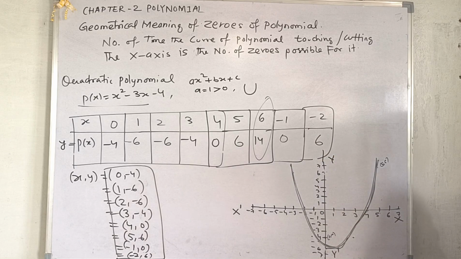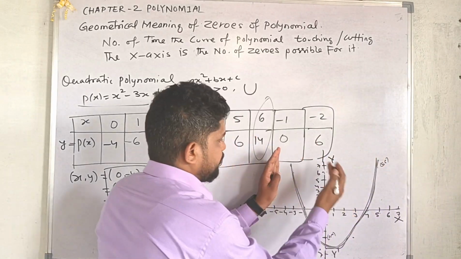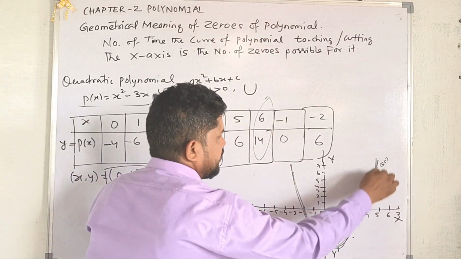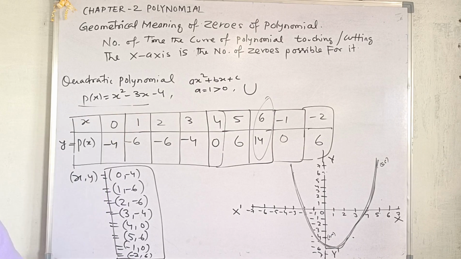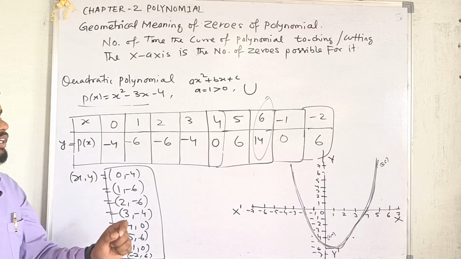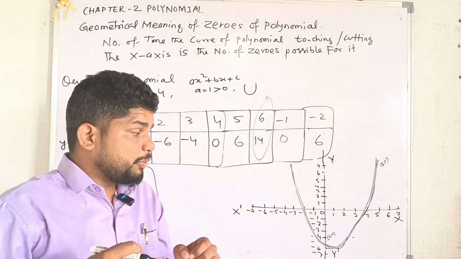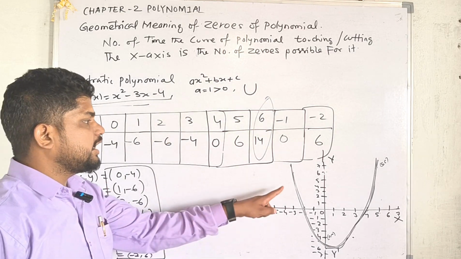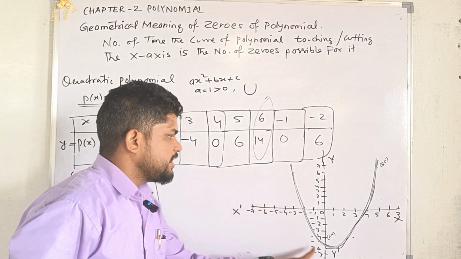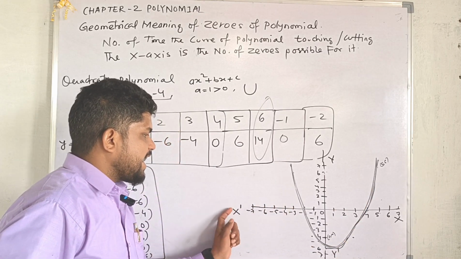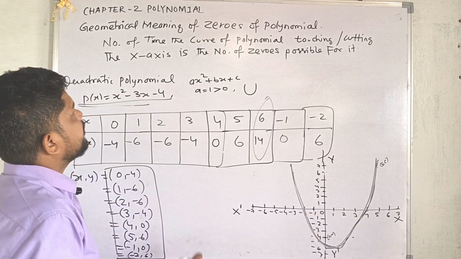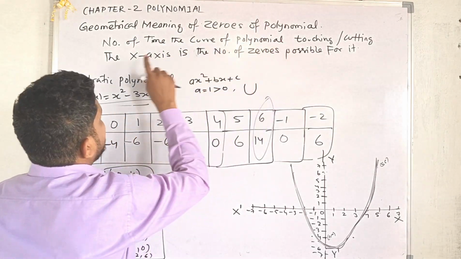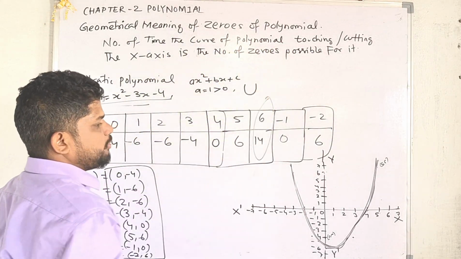This is nothing but the parabola opening towards the upside. So this is the curve for this equation x square minus 3x minus 4. Here, as you can see in the geometrical representation for this quadratic polynomial, the curve for this polynomial is touching the x-axis 2 times. So the number of times the curve of the polynomial touches the x-axis is the number of zeros possible for it.